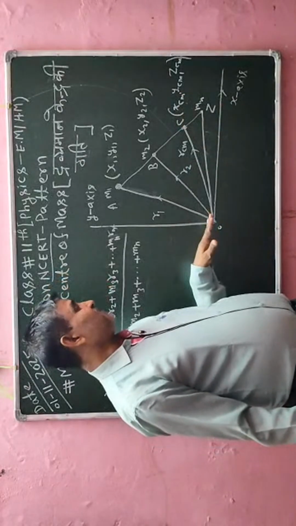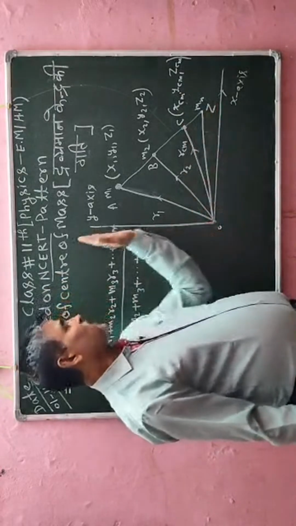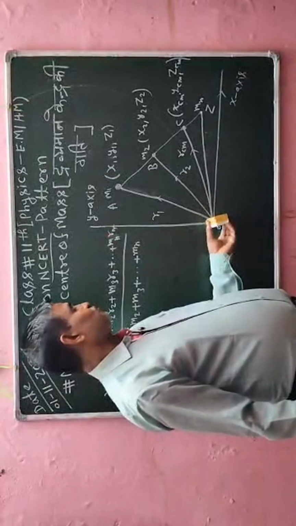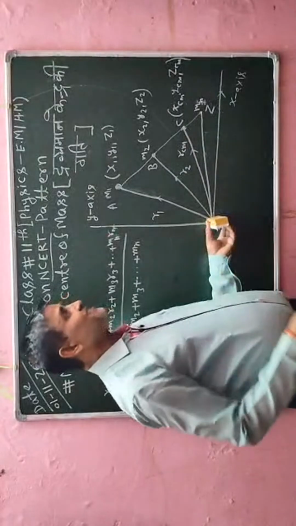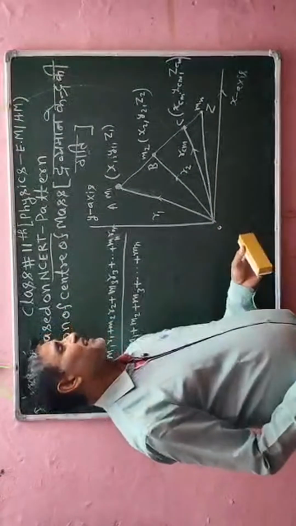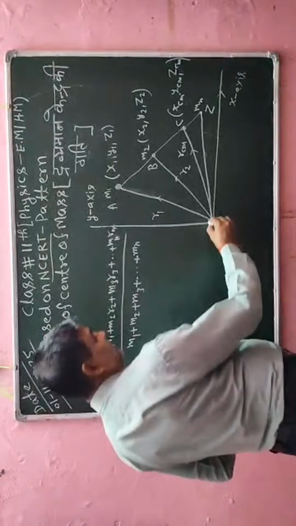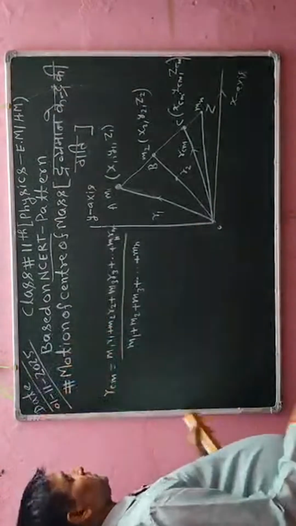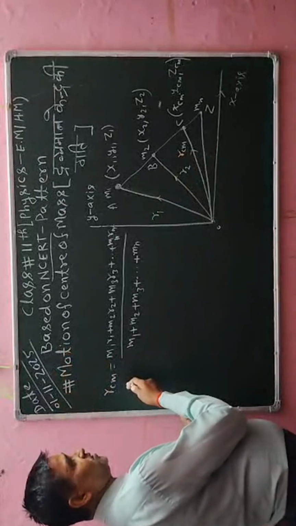One is the unit vector along the x axis, and the other is the unit vector along the y axis, and another axis is the z axis, which is perpendicular to the blackboard. That unit vector I will say is the unit vector k. So the center of mass of all these objects I have calculated by using this formula.